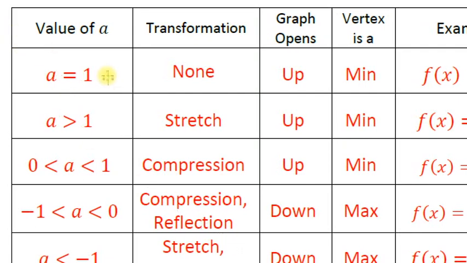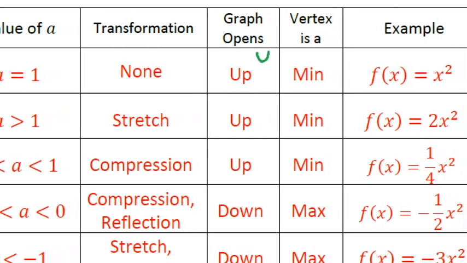value of A. So our first line is, what if A equals 1? Now you may have already graphed enough parabolas to recognize that when A equals 1, there's no transformation. It's not being stretched or compressed. It's a normal shape. Which way is the graph going to open? Well, a normal parabola with the A value equal to 1 opens up. The vertex, because it opens up, let's go ahead and sketch one of those and show you. Because it opens up, the vertex is the minimum point on the graph.